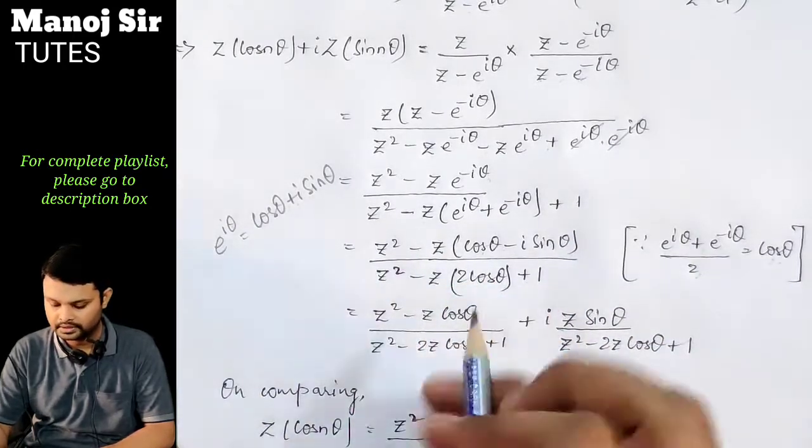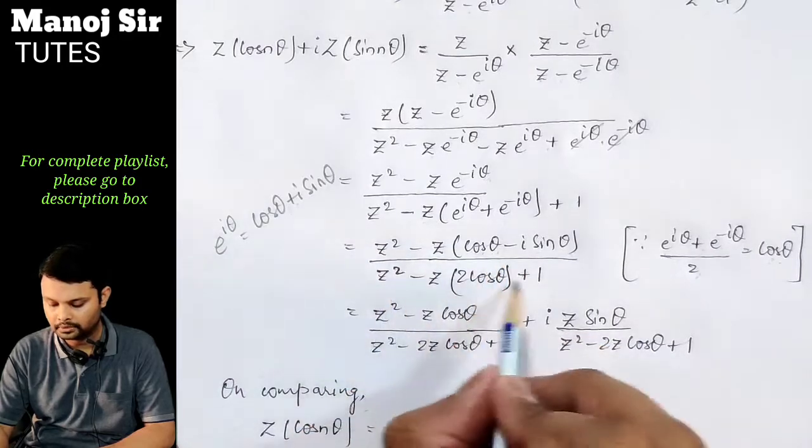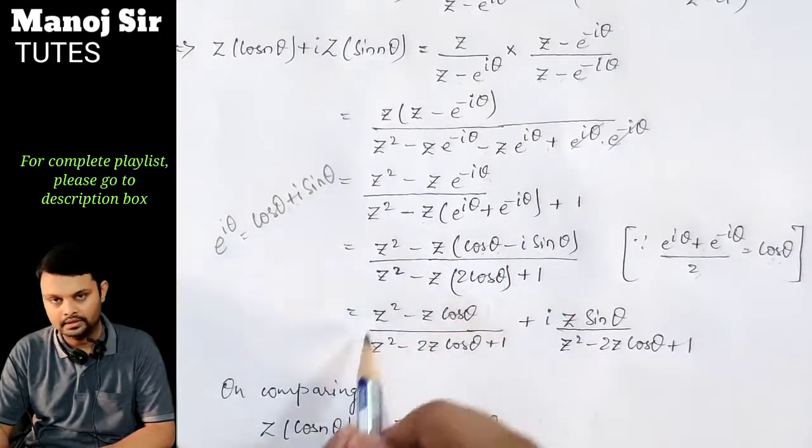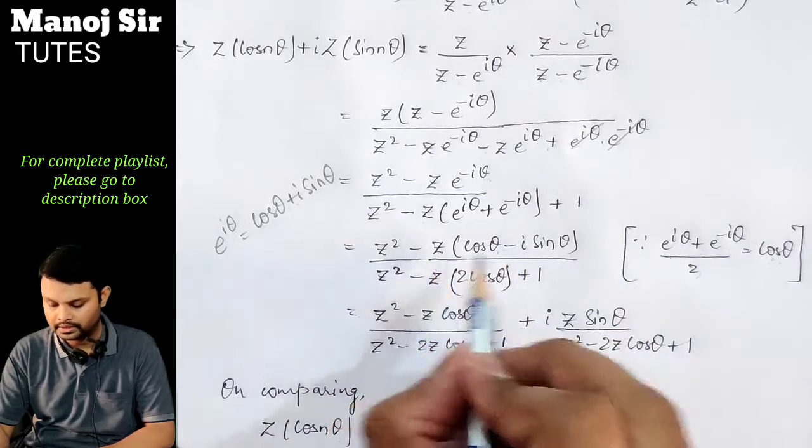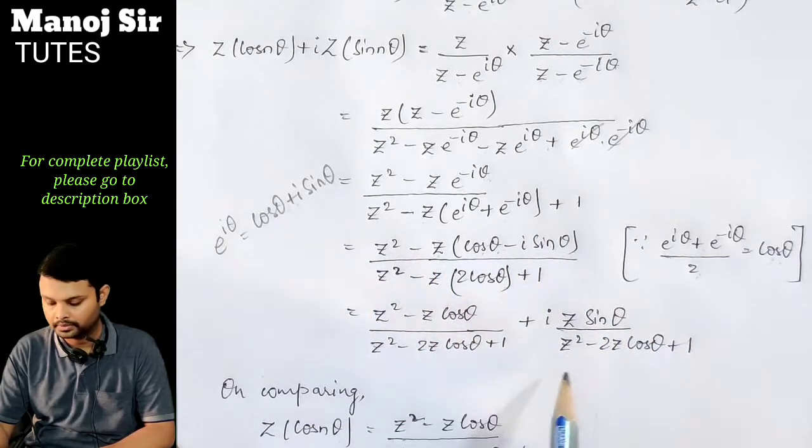Now we can separate this, that is z² − z cos θ upon this denominator part here. Negative becomes positive, taking i, z sin θ upon this denominator part here.